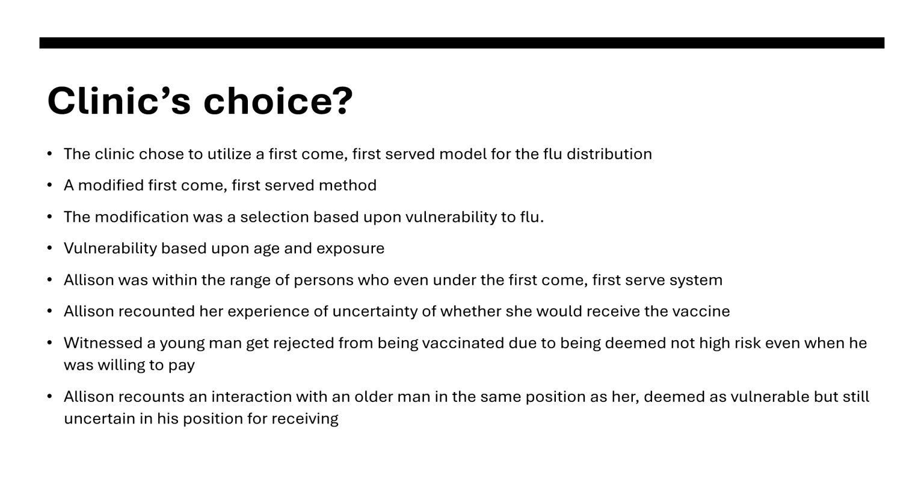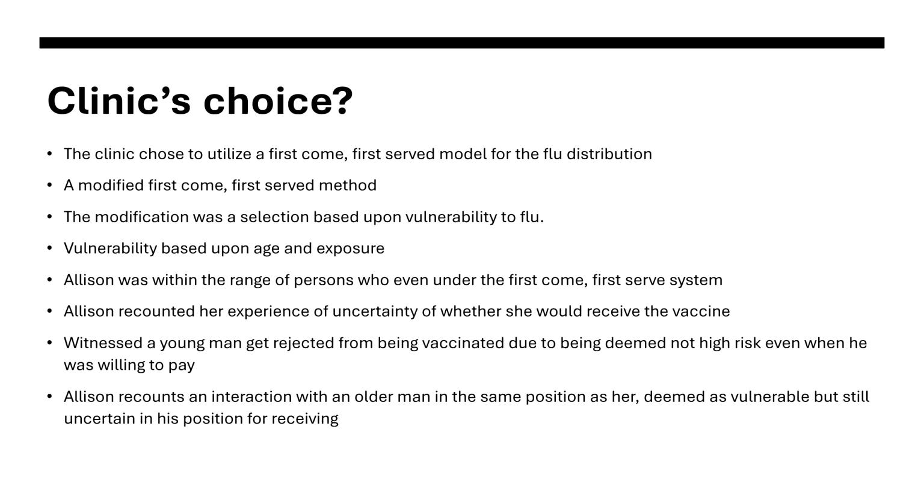There's also a criterion for old age, as older people are more prone to getting colds, chest infections, and flus, and their immune systems are weaker. It means they will have a much harder time with it than we do. Allison was within the range of these people, and she went to this clinic. This clinic had the first come, first served system.